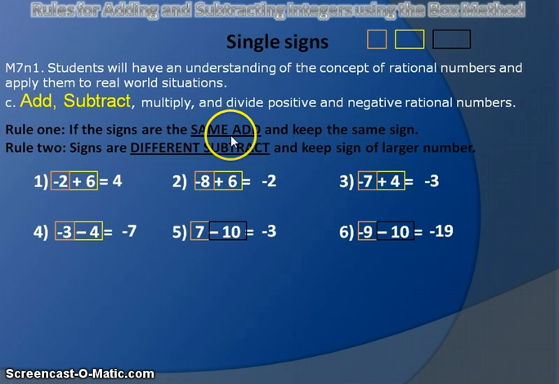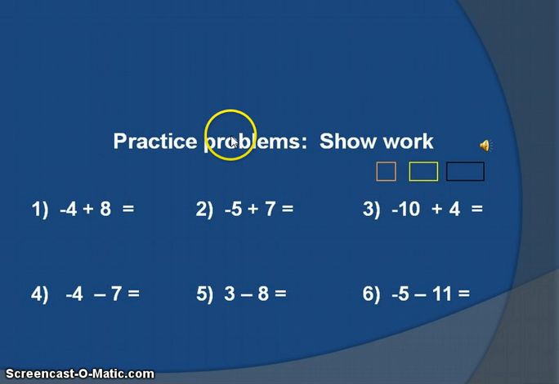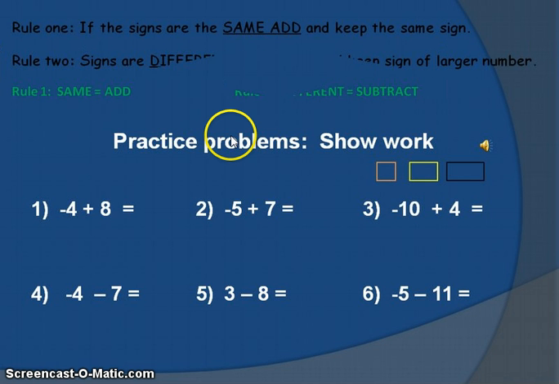All right, let's look at some more problems. On the next page, I'll give you a chance to work through these. Again, I'll put the rules up for you. Rule 1, if the signs are the same, add and keep the same sign. Rule 2, signs are different, subtract and keep the sign of the larger number. I also put some abbreviations for you so you can say them to yourself as you work through these to help you memorize or understand these rules a little bit better.